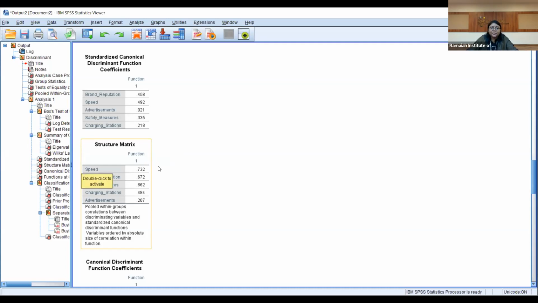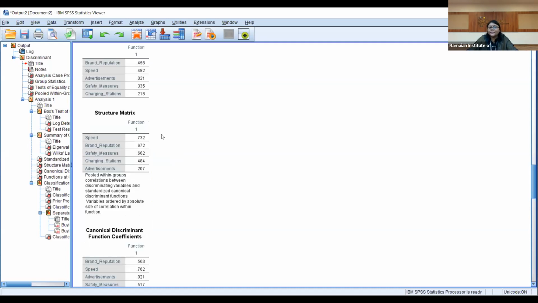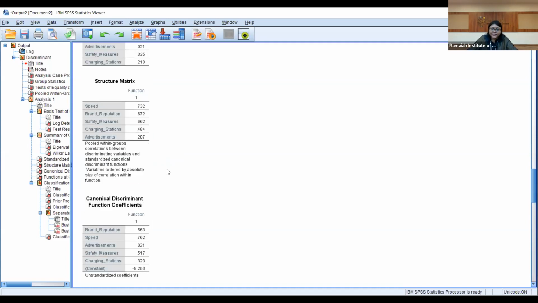Now the structure matrix gives you a glimpse. At a glimpse, you can see which independent variables have more impact on this discriminant function, that is on buying intention. So this is all about the structure matrix.